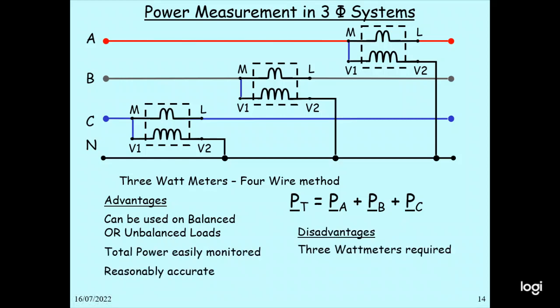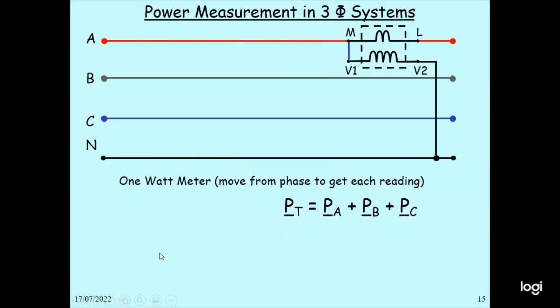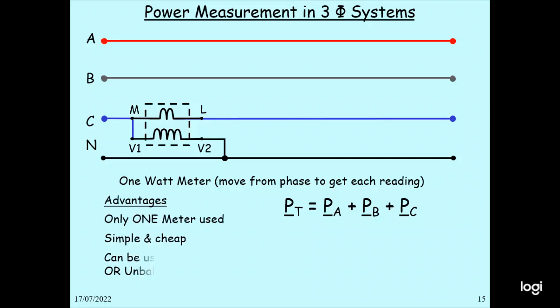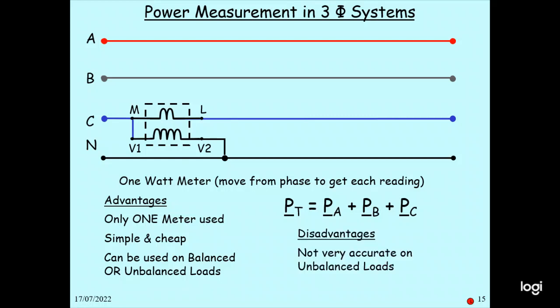The disadvantage is that three meters are required, and it requires a neutral or star system. In the one meter method, you move from phase to phase to get each reading. So with one meter, you can move from phase to phase and read. The total P is PA plus PB plus PC. This is the power measurement in a three-phase system with only one meter required. It is simple and cheap and can be used on a balanced or unbalanced load. The disadvantage is that it is not very accurate in unbalanced load.